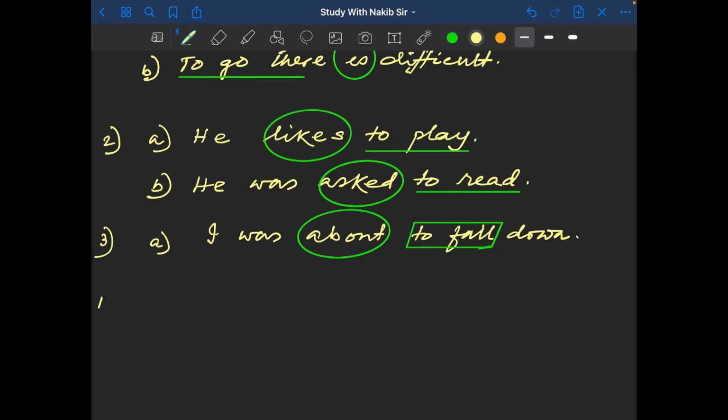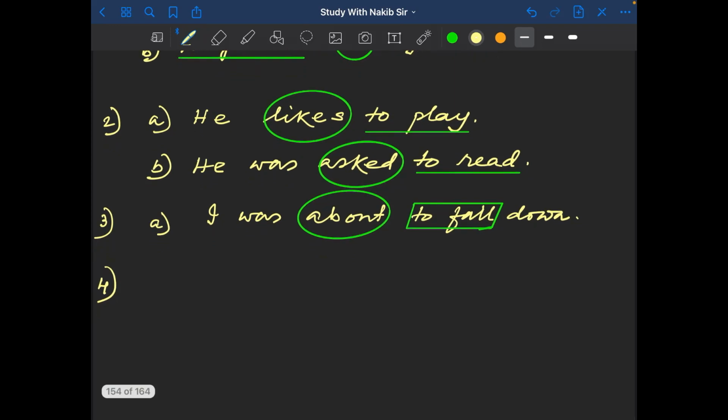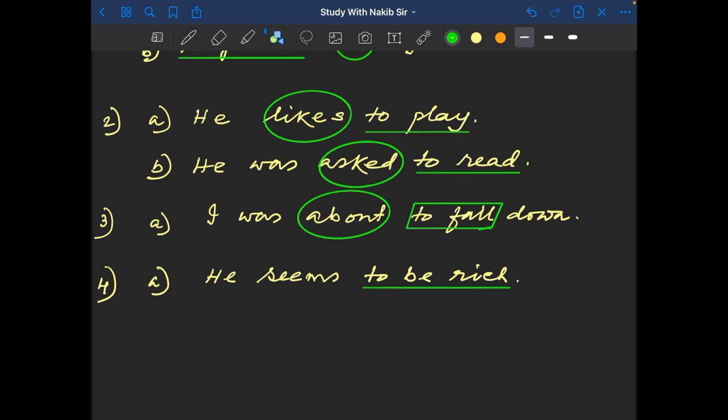Next example, number 4, example for the complement. For the noun infinitive used in a sentence as a complement. See this example. He seems. If you drop the sentence here, there will be a question. What does he seem to be? The answer is to be rich. To be rich, this part is completing the sense of this part, the subject. For this it is the complement. So it is a noun infinitive, as it is working in this sentence as a complement.